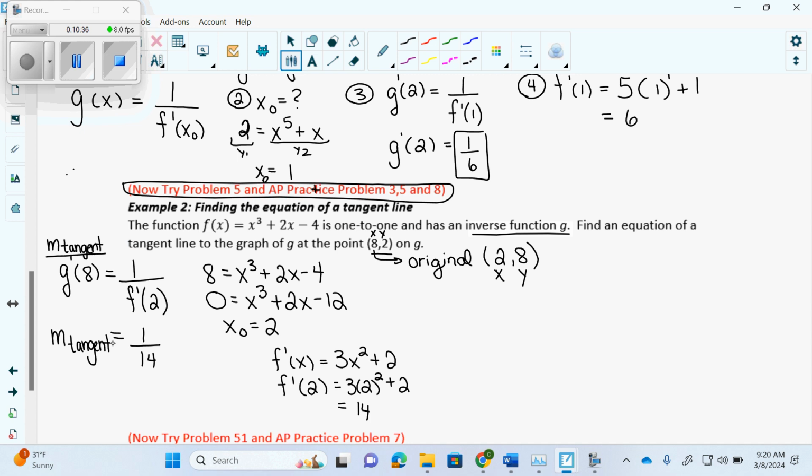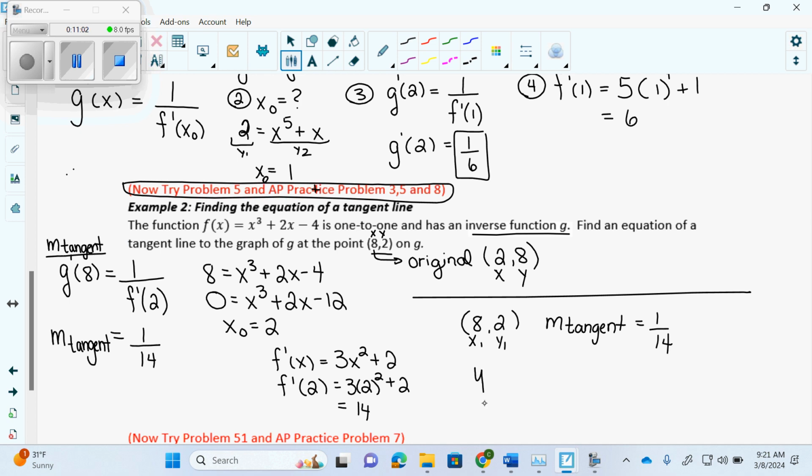Do they want a tangent line to the original, or do they want a tangent line to the inverse? Because your coordinate's different. Inverse. So my x1, y1 is (8, 2). And your m tangent equals 1 over 14. So you're going to get y minus 2 equals 1 over 14, x minus 8. Done.